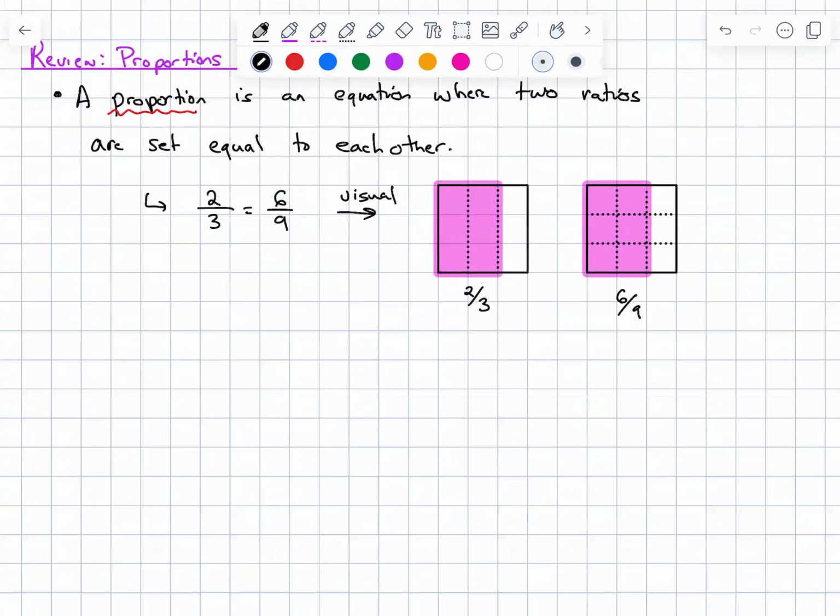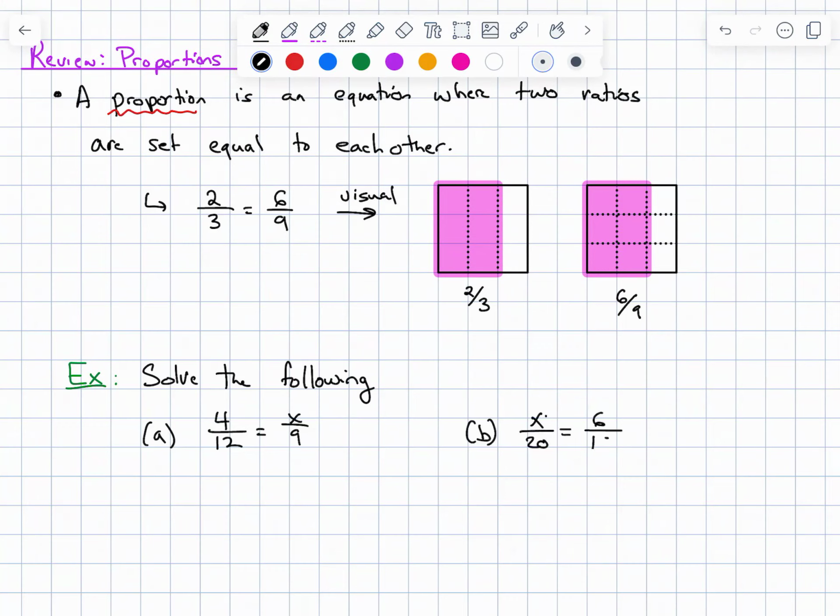So, example, solve the following. This is a proportional equation. In essence, it is a linear equation, but because it's going to be a fraction equals a fraction, we call them proportional equations. So part A will be 4/12 is equal to x over 9. And part B will be x/20 equals 6/15.